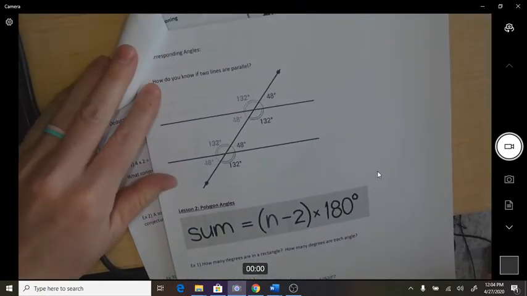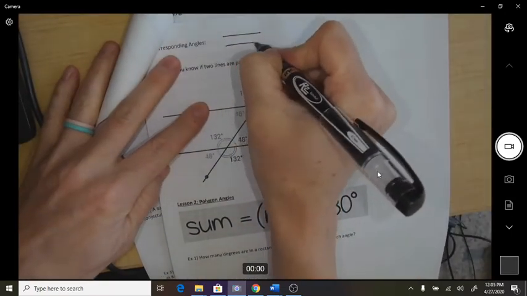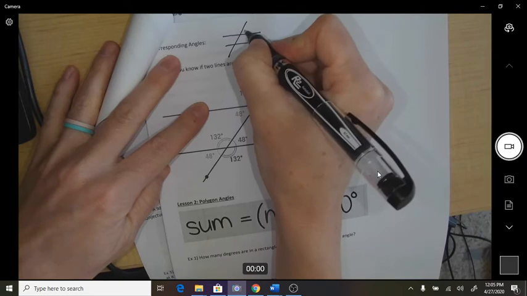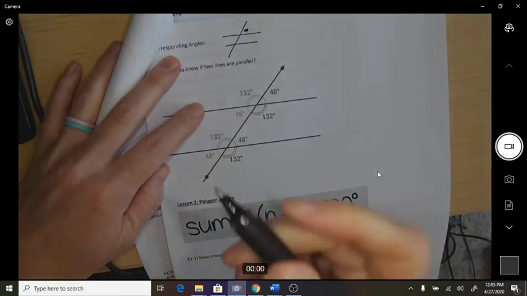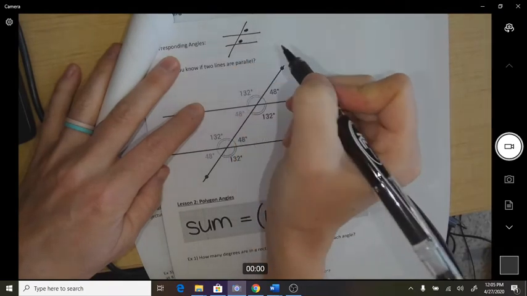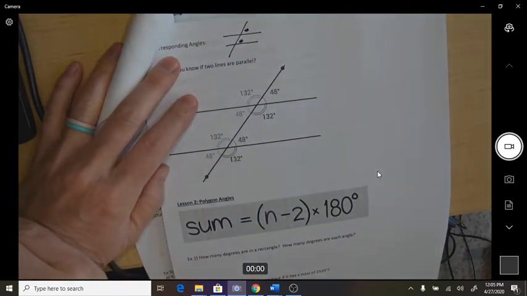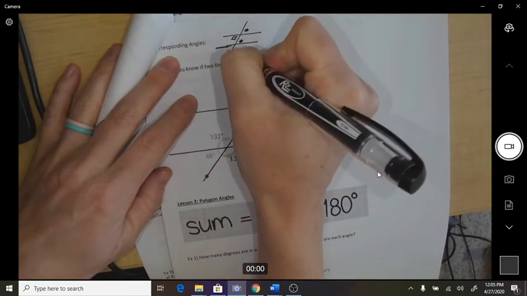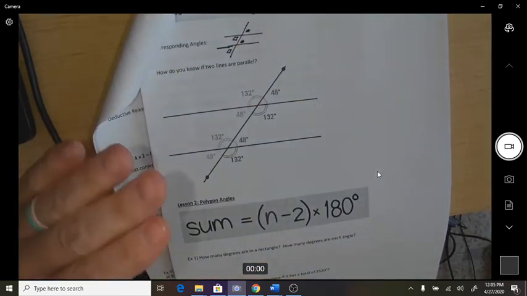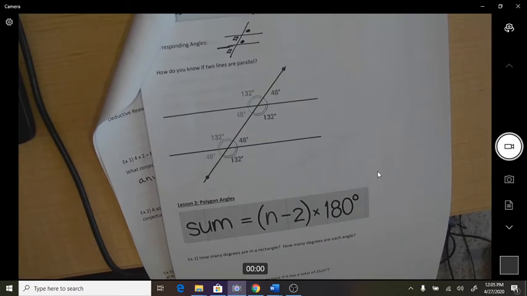And corresponding angles would be in the same position. So here would be right of the transversal on top of the parallel line, right of the transversal on top. So those two would be corresponding. You would have a bunch here. So another set would be that one would correspond to that because it's on the left and on the bottom.